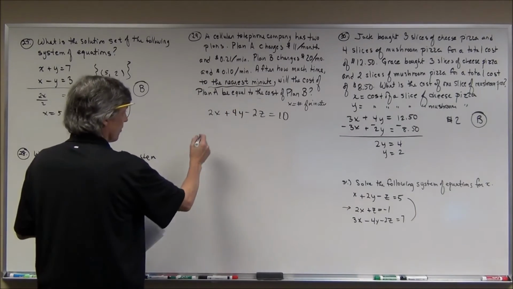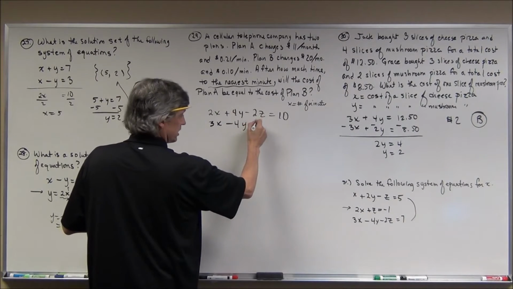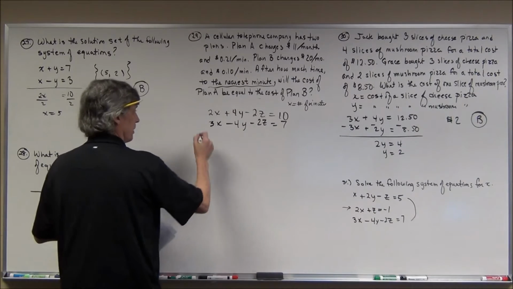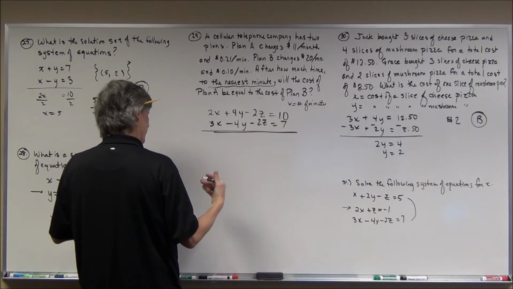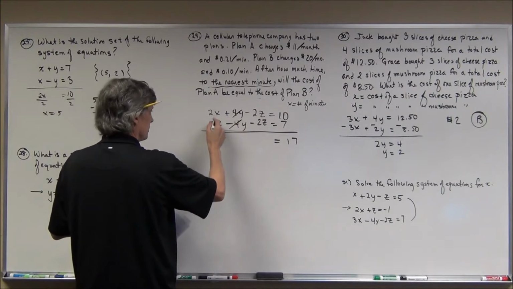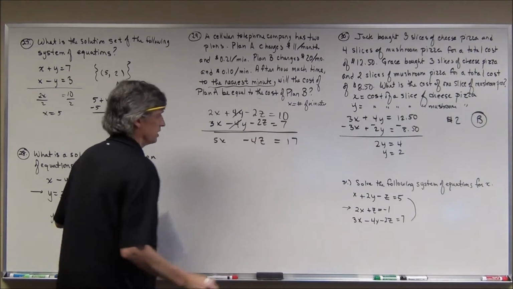All right, now the bottom one I'm going to leave the same because I've already got the minus 4y, which is exactly what I wanted. I don't have to multiply through by anything there. Now, when I add the left sides, add the right sides, these cancel. So I end up with 5x minus 4z is equal to 17.